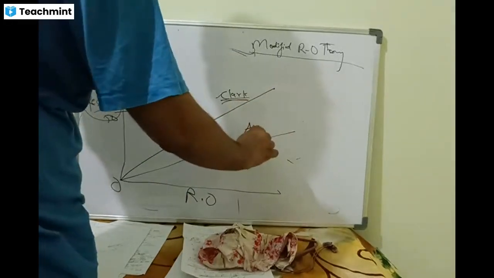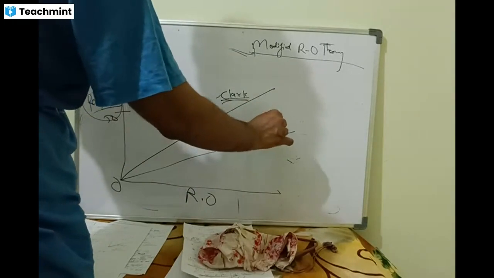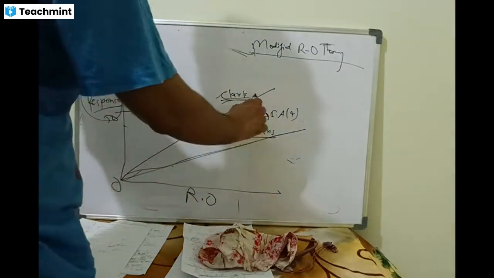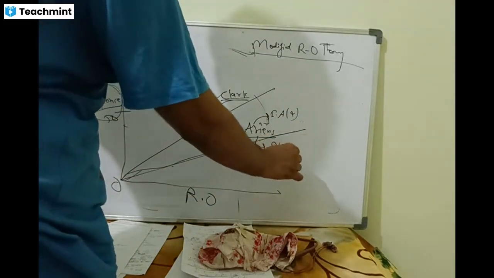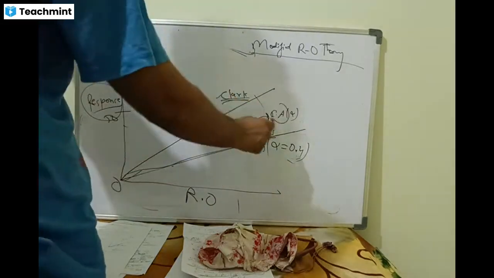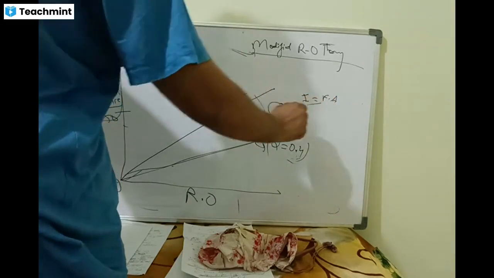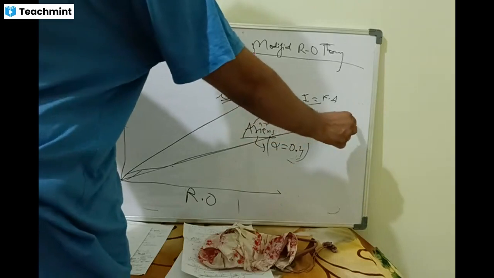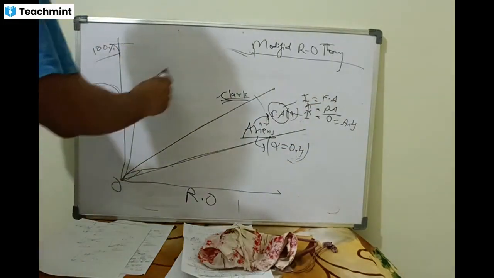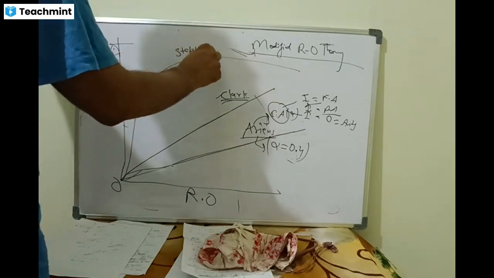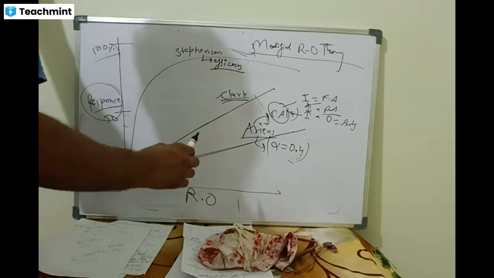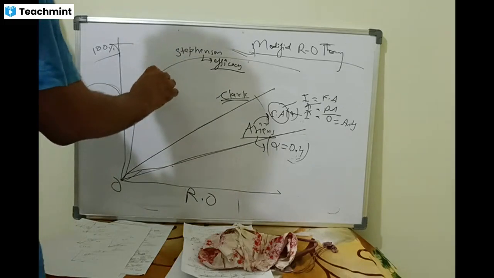According to Ariens, Ariens gave the concept of intrinsic activity, that is alpha. The relationship is also linear, but it is lower than this because of alpha. Suppose here alpha is 0.4, that is 40%. So drugs which have intrinsic activity 1 are full agonists, intrinsic activity 0 are antagonists, and in between they are partial agonists. Then, according to Stephenson, Stephenson introduced the concept of efficacy, and this curve is a hyperbola.